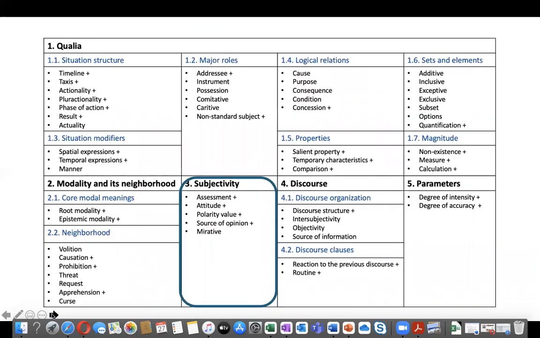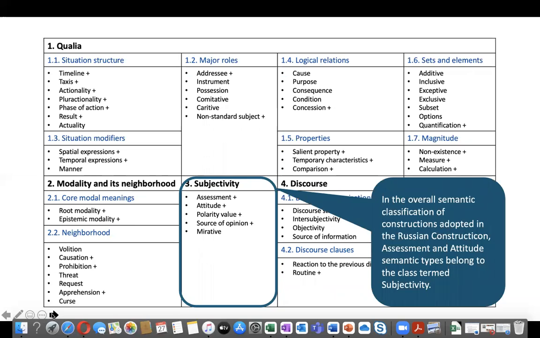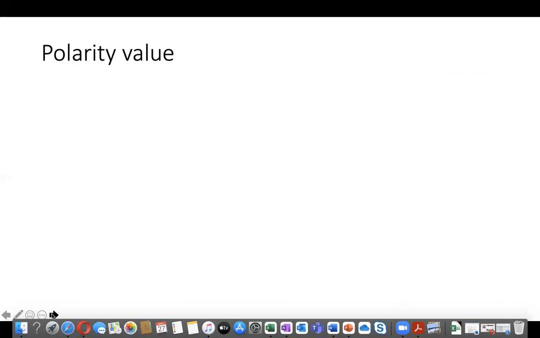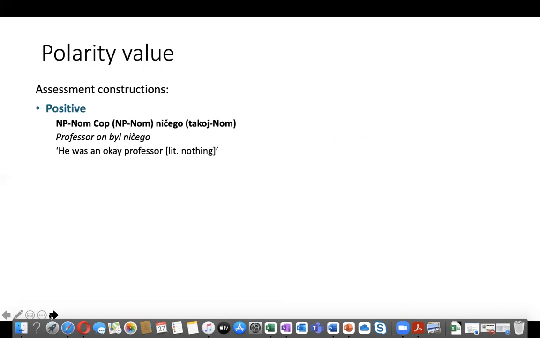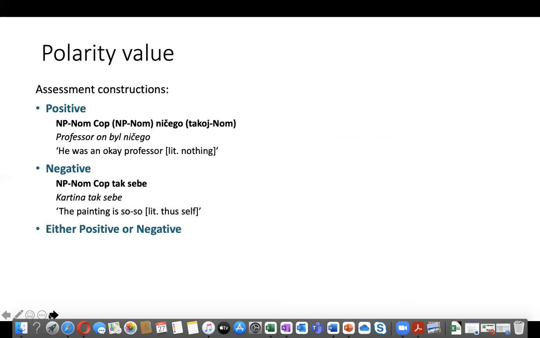So then here is an overview of the general semantic tags, so that you can see that they also have some semantic organization here, and the assessment and attitude ones are semantic types that are within the class of subjectivity. And very important in this group is polarity values, which we're going to talk about a little bit more on the next slide. So in terms of polarity, some constructions signify something that's clearly a positive assessment, as if we say, "Professor, он был ничего," he was pretty okay as a professor. Or it can be clearly negative assessment, as we saw in Kartina tak себе. And some constructions can express either of the two values, and this depends upon what kind of filler they have in their slots.